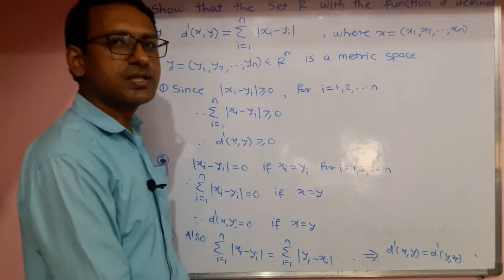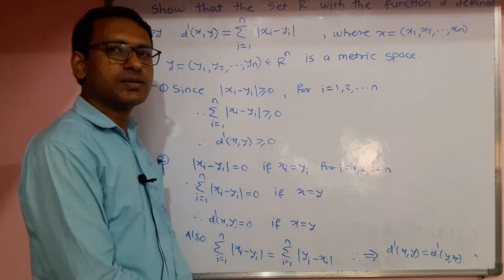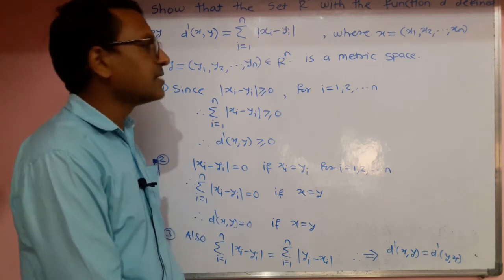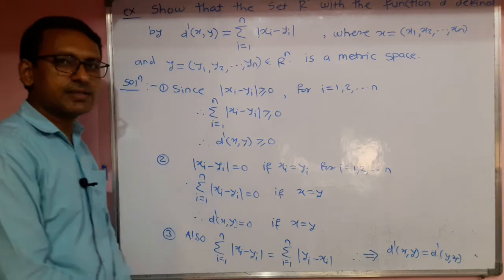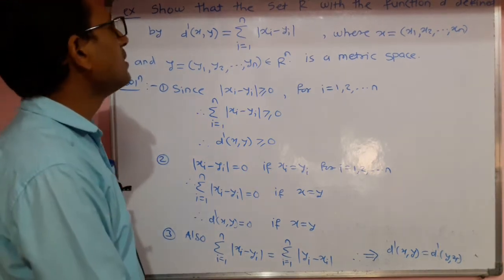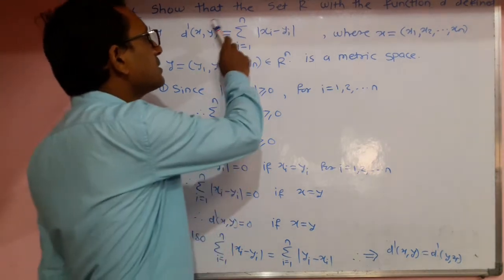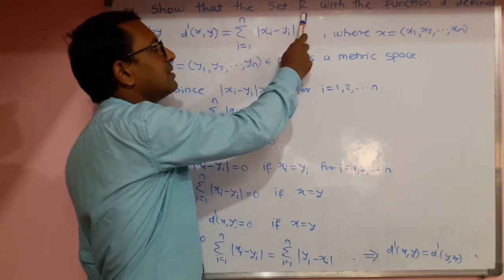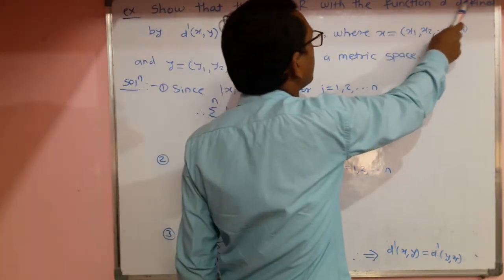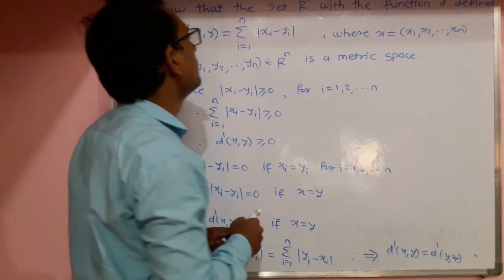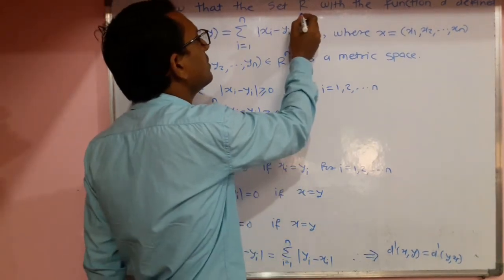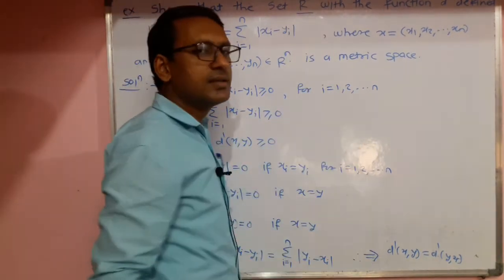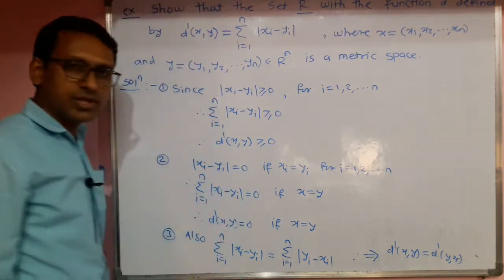Good afternoon, students. Here we see one more example of a metric space. Show that the set R raised to n with the function d dash defined by... So first, in this example, our given set is R raised to n.